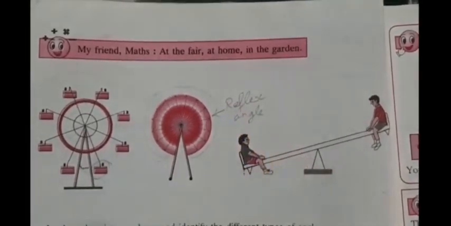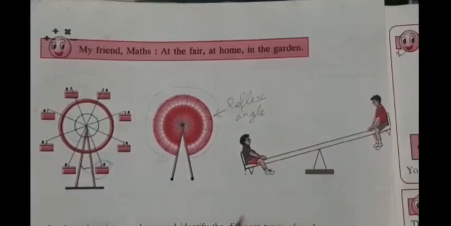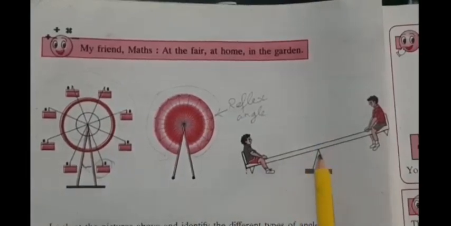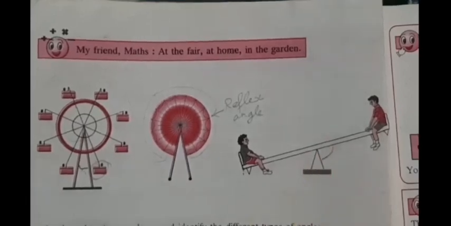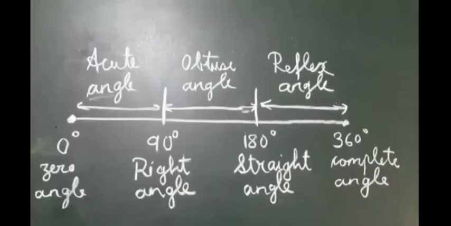Okay, students? Now, if you look at the seesaw in this picture, the students are completing a certain angle. This boy has an acute angle, but at the same time, this one has an obtuse angle. Did you all understand? Now, let us recall all the types of angles.